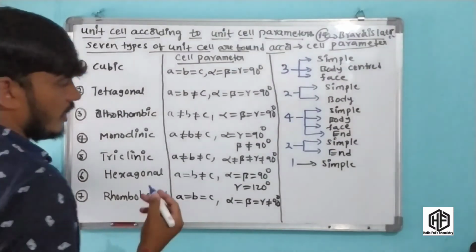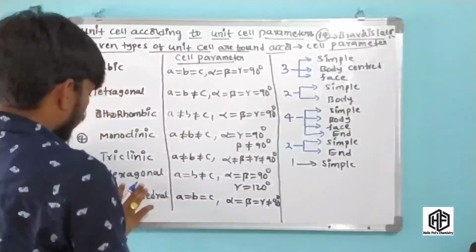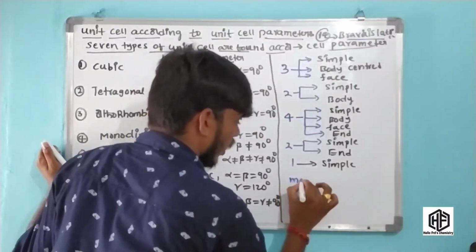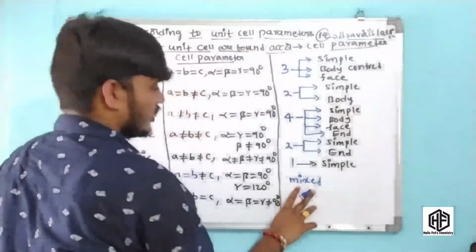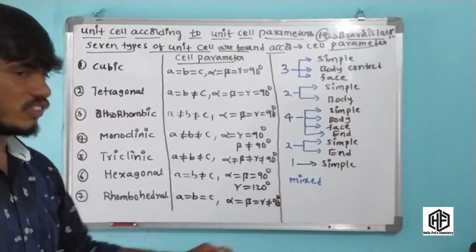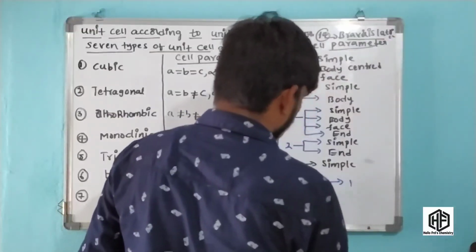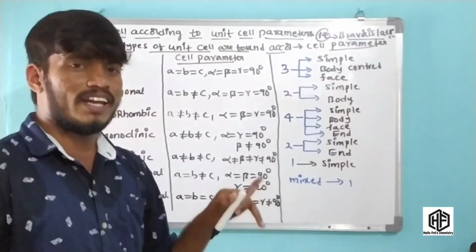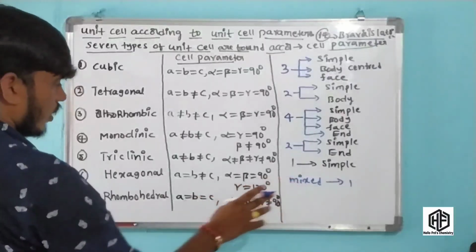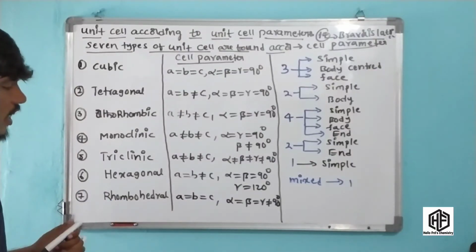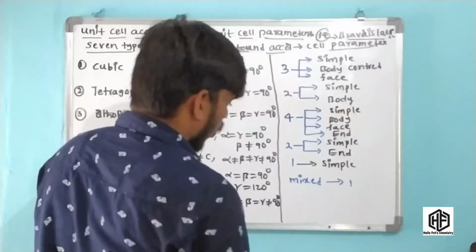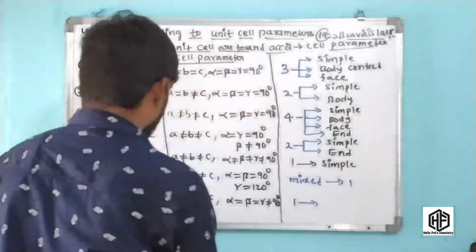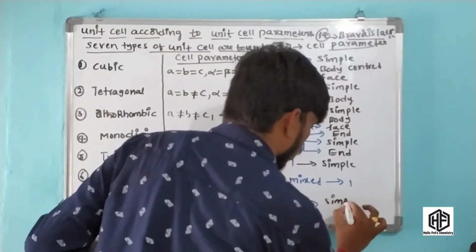And hexagonal is further classified, this is a special case friends. Hexagonal is a special case. It means this is the mixed unit cell, which is further classified into one. It means the atom arrangement in hexagonal is centered, body and face. Okay friends, this is the one category. And rhombohedral is further classified into one, the simple rhombohedral.